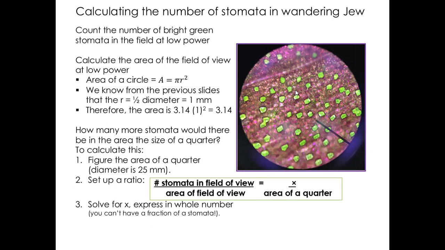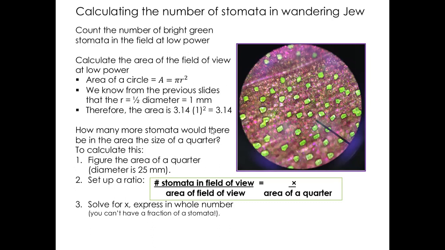So if we're looking at this on the 10x objective and we count the number of these stomata we can see, and you're welcome to count this, it's about 50. And for math purposes, I like to say it's 50 because it makes the math a whole lot easier. All right. So we want to know, in this area that's 3.14 millimeters squared, we can see about 50 stomata. So we want to know how many stomata would be in something the area, the size of a quarter.